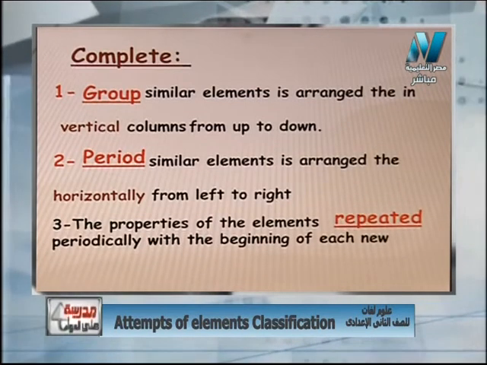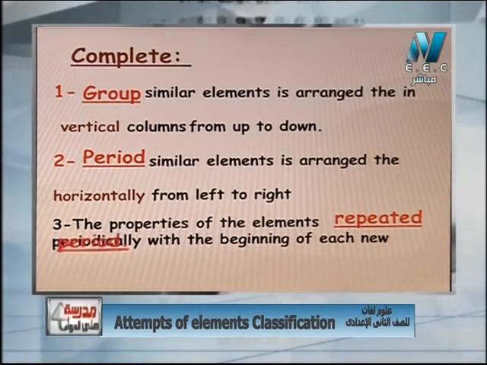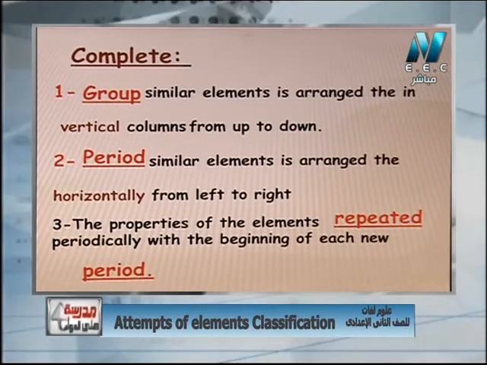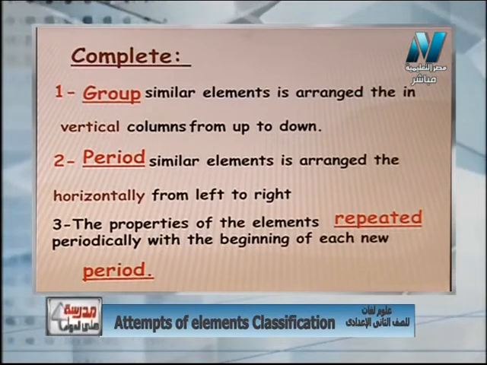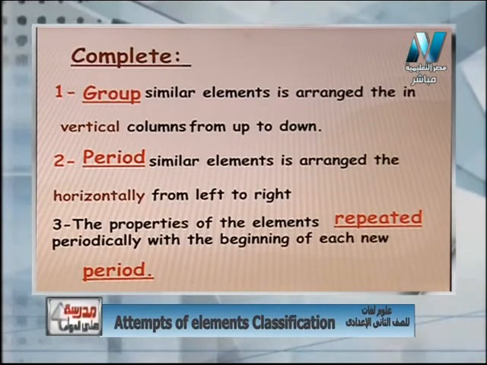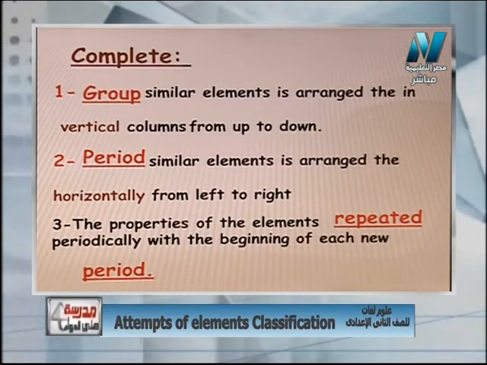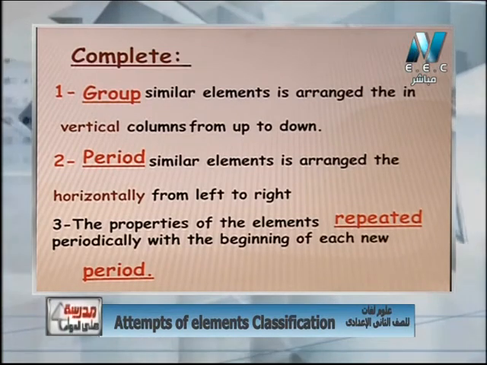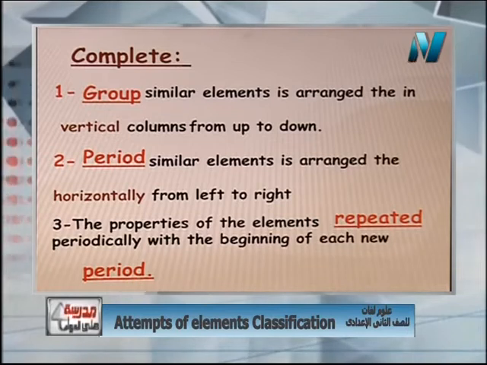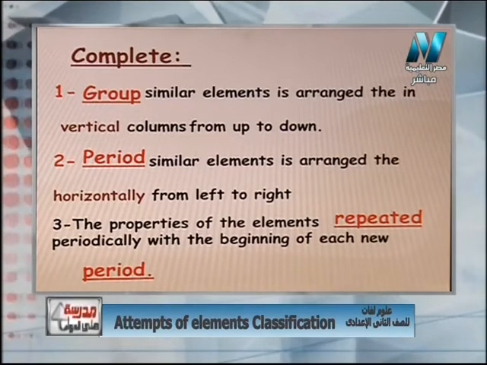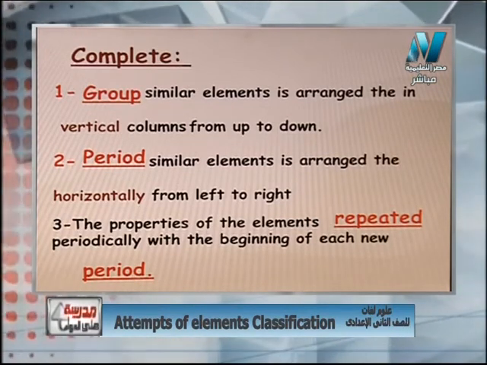Repeated periodically at the beginning of each what? Of each period. Okay, so Mendeleev's periodic table was arranged according to atomic weight. Atomic weight, we can say atomic mass, or we can say mass number. All three expressions are correct: atomic weight, atomic mass, or mass number.